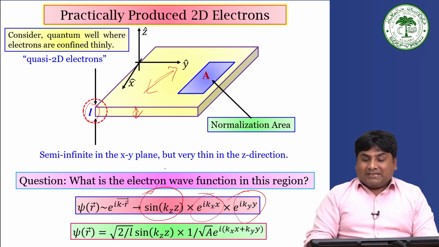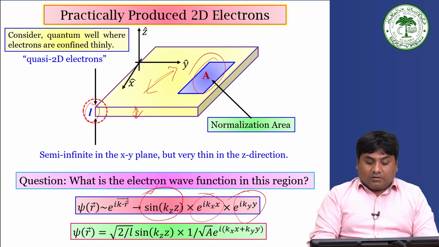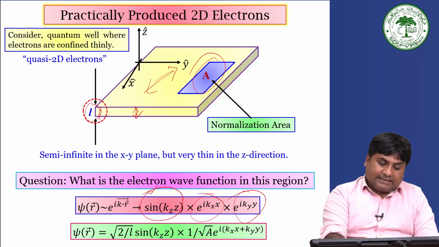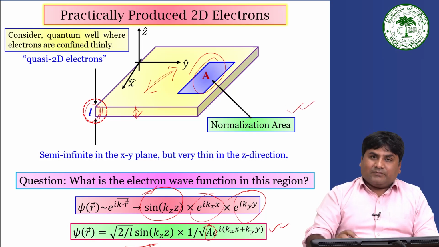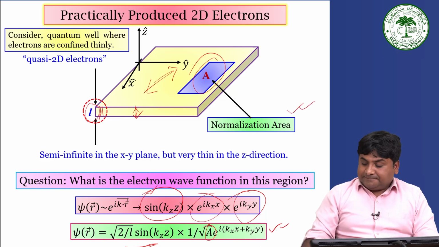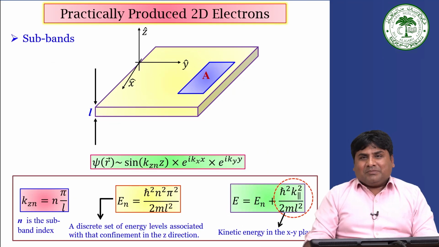When you normalize your wave function in the xy region, what will be the wave function? This is root 2 by L, because your electron is confined in the z direction. So you get root 2 by L, sine k_z z, times 1 by root A, e to the power i (k_x x plus k_y y), and this A represents the normalization area of the xy plane where the plane wave of the electron is propagating. You also get some important features here. You can also get the subbands here.